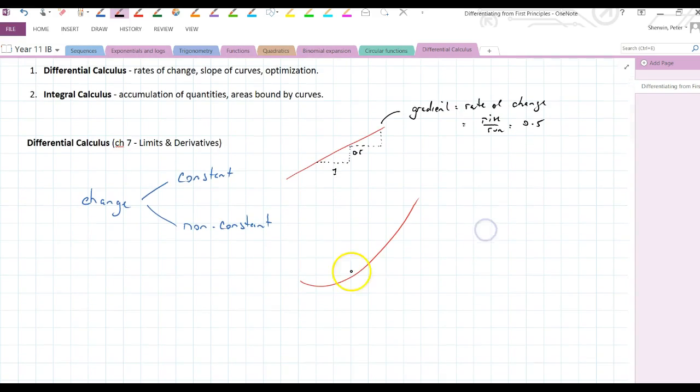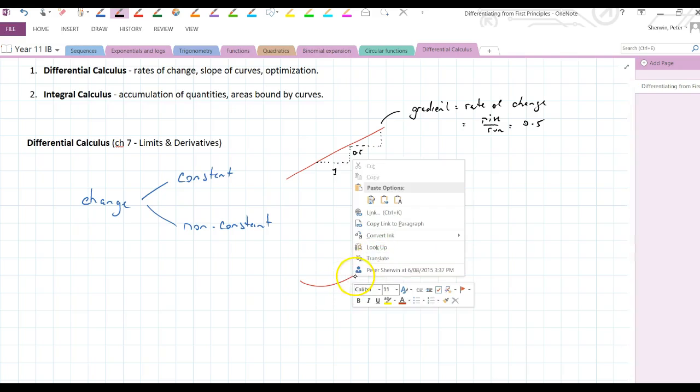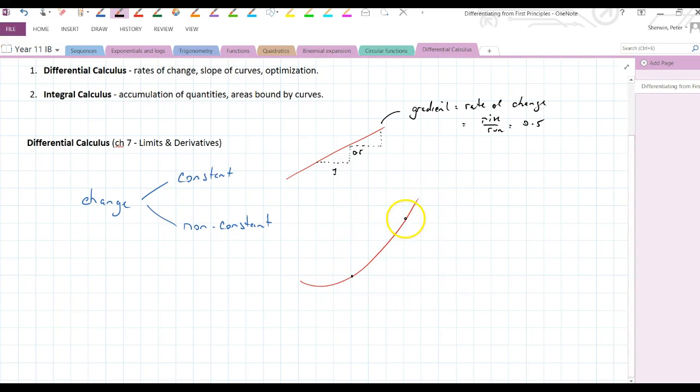What we can do is look at the average rate of change. We can pick 2 points on this curve and have a look between this point here and this point here, and measure the average rate of change. We can draw a line between these 2 points called a secant. A secant is a line that joins 2 points on a curve.